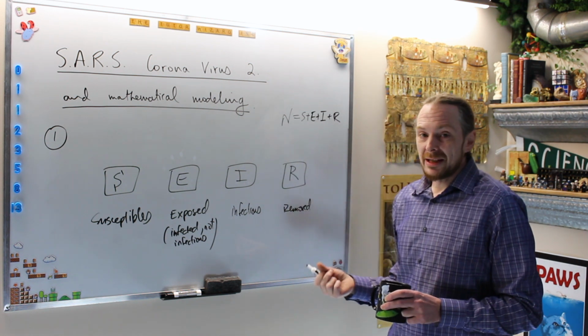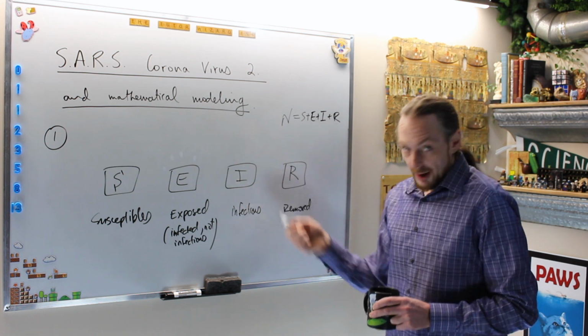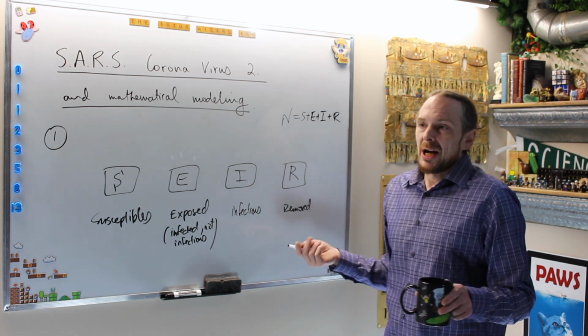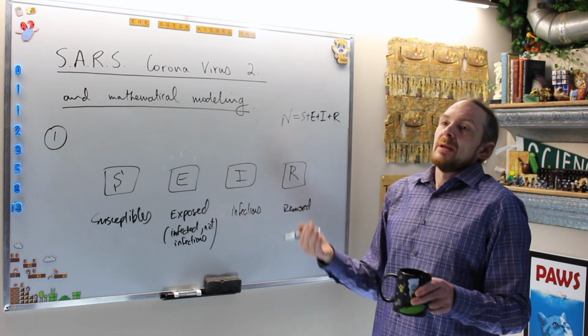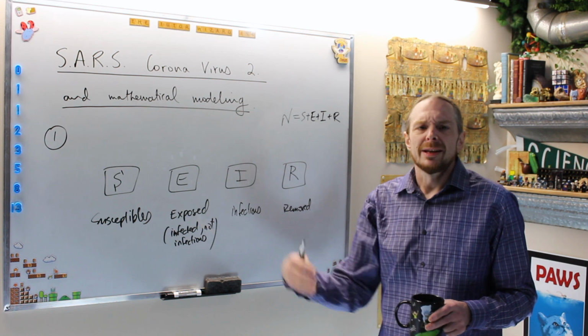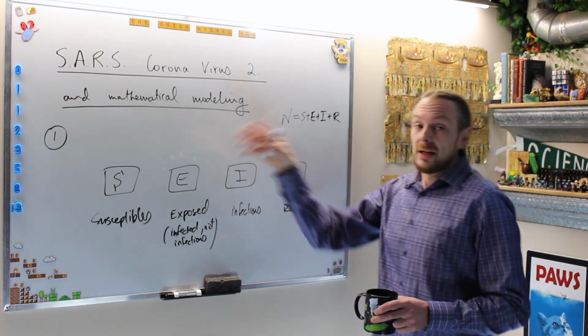Removed usually means either you've been removed by death from the disease or infection, or you've been removed because you've recovered and your immunity, like chicken pox and stuff like that, once you have it, you can't become susceptible again. You can get shingles later in life because the infection didn't actually go away, but you would be removed.